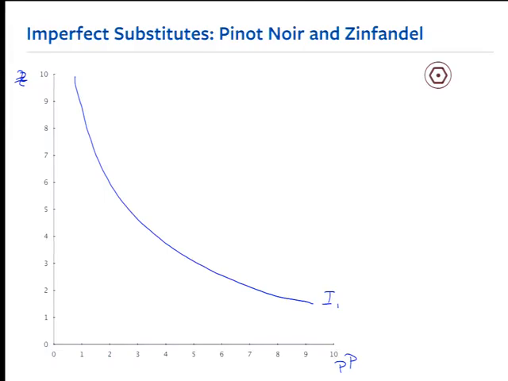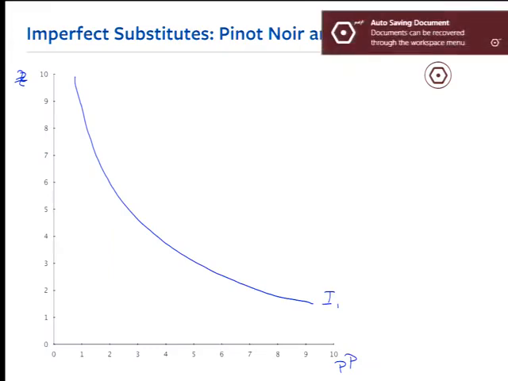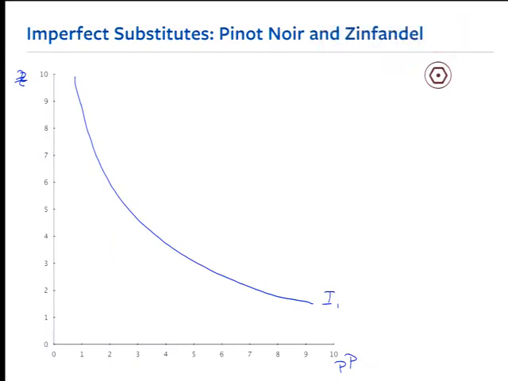And if you have a lot of Pinot Noir and little Zinfandel, you're willing to give up a little bit of Zinfandel for one more unit of Pinot Noir. If you're somewhere at the top left where you have a lot of Zinfandel and little Pinot Noir, you might be willing to give up quite a bit of Zinfandel for one more unit of Pinot Noir. So we've got 3 different types of indifference curves. They are imperfect substitutes, and then on the other extreme we have perfect substitutes, and then on the other extreme we have perfect complements, right?